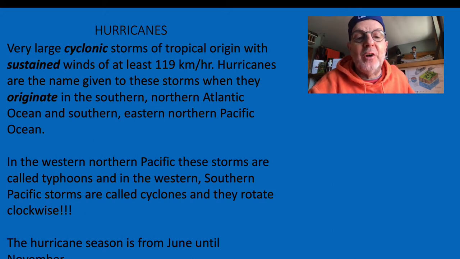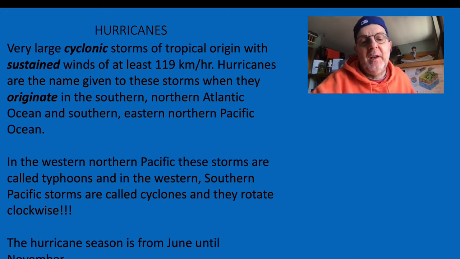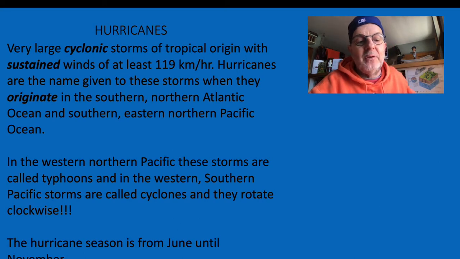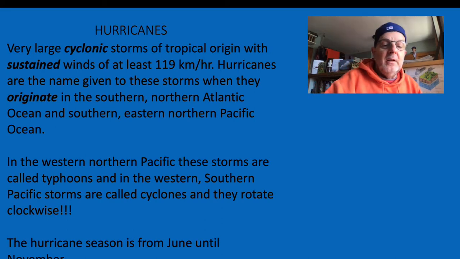and the eastern northern hemispheric Pacific Ocean. In the western northern hemispheric Pacific, these storms are called typhoons. And in the western southern hemispheric Pacific Ocean, these are called cyclones, and they rotate the opposite way. So in the southern hemisphere, cyclones rotate the opposite way, clockwise.